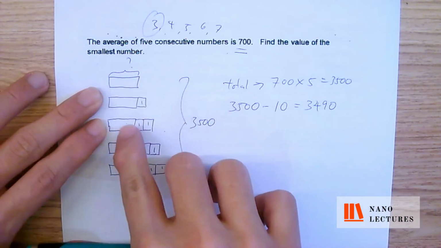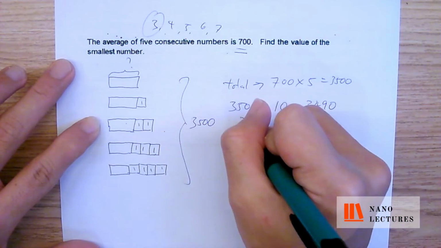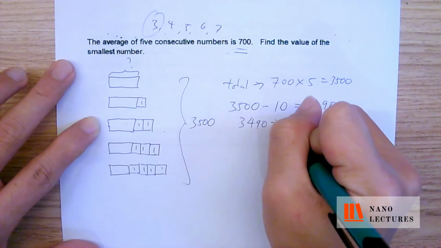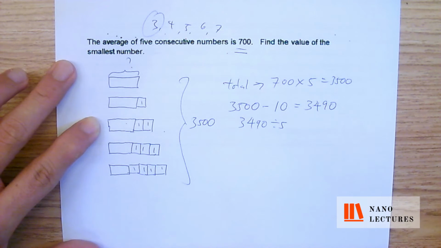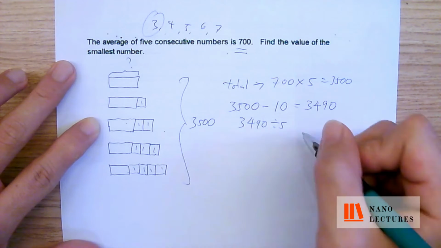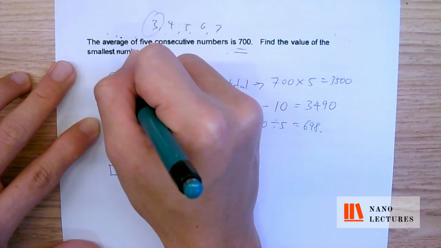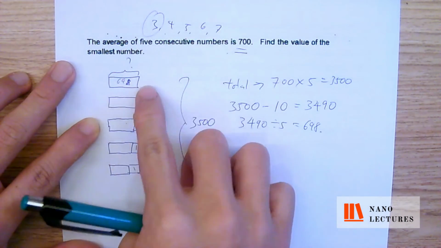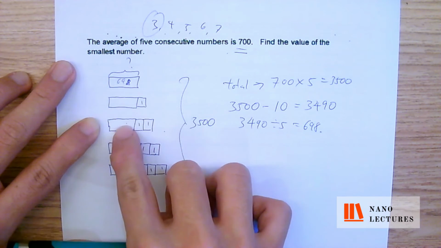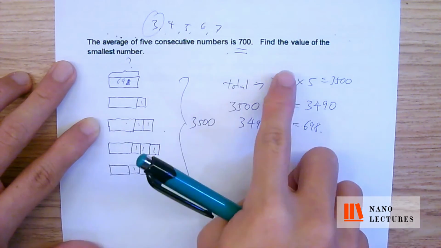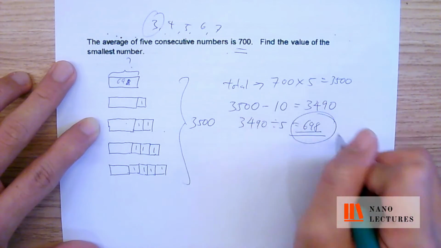Now then I divide by 1, 2, 3, 4, 5. Okay? So 3,490 divided by 5, I use a calculator, 3,490 divided by 5, that will give me 698, which means that this is 698. Okay, so 698, 699, 700, 701, 702. So the value of the smallest number will be 698.